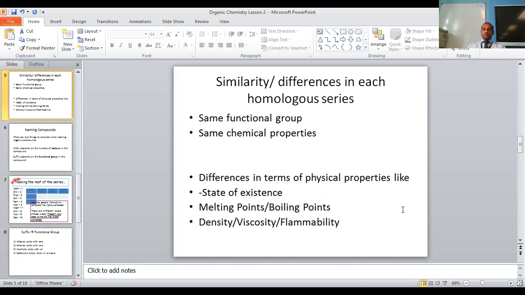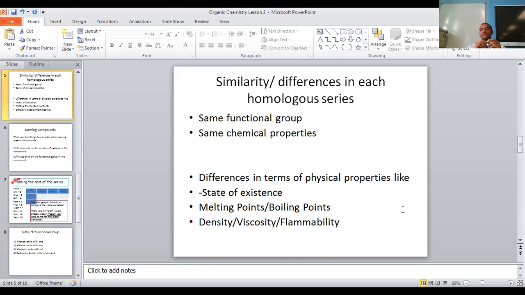Now, our question just now, what are the similarities and differences? The first part, all the compounds in the same family would have the same functional group. That's number 1. Number 2, because they have the same functional group, they would have the same chemical properties. These are the 2 important facts to be remembered for all organic chemistry, especially for our level.